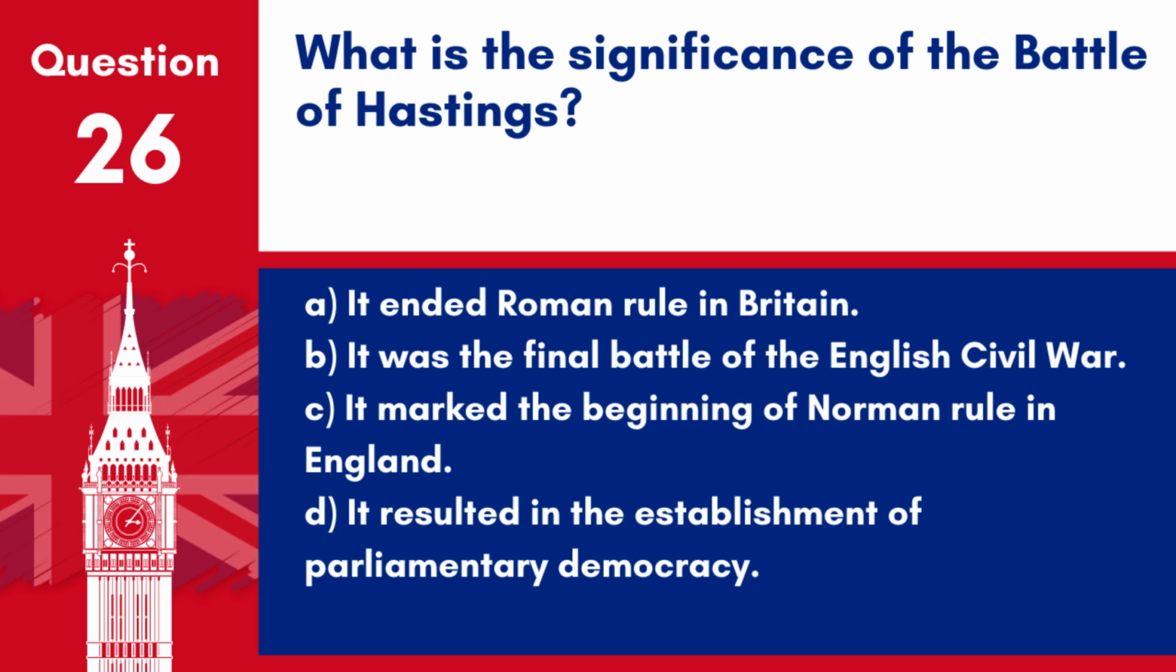Question 26. What is the significance of the Battle of Hastings? A. It ended Roman rule in Britain. B. It was the final battle of the English Civil War. C. It marked the beginning of Norman rule in England. D. It resulted in the establishment of parliamentary democracy. Answer C. It marked the beginning of Norman rule in England. The Battle of Hastings in 1066 is significant for marking the beginning of Norman rule in England.